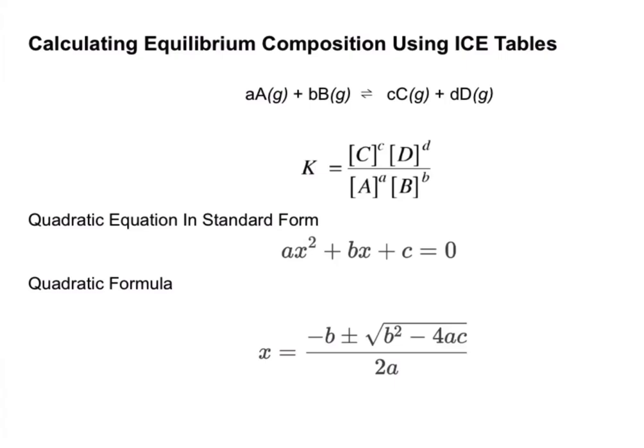We're going to calculate the equilibrium composition using ice tables. For these types of calculations, you want to make sure that your equilibrium is balanced. From there, we can write down our equilibrium constant expression, which is K equals the concentration of products raised to the power of their coefficients over the concentration of reactants raised to the power of their coefficients.